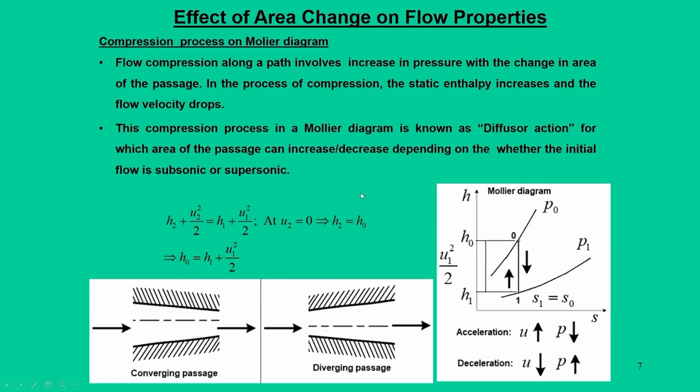On the other side of the story, we can get the compression process in the Mollier diagram, and the flow compression along the path involves an increase in pressure with a change in the area of the flow passage. In the process of compression, the static enthalpy increases and the flow velocity drops. So, the diffuser action is just opposite to the nozzle action. This is not part of our discussion, but just for the sake of curiosity, this analysis is important in the context of how the area change affects the flow properties.